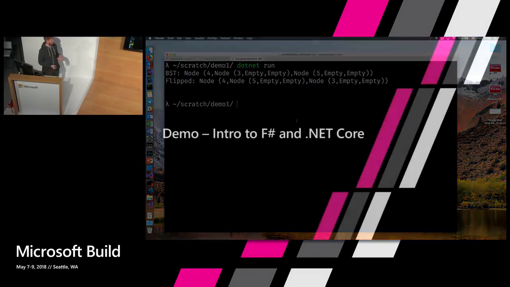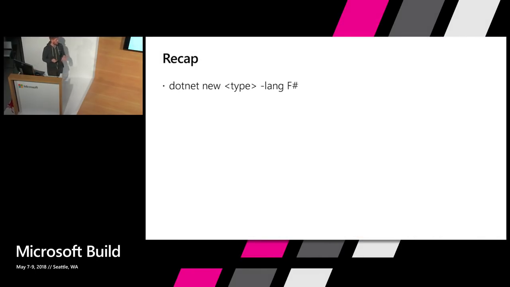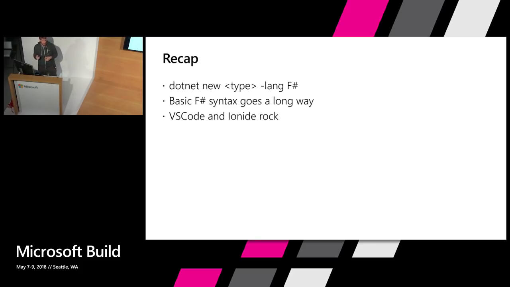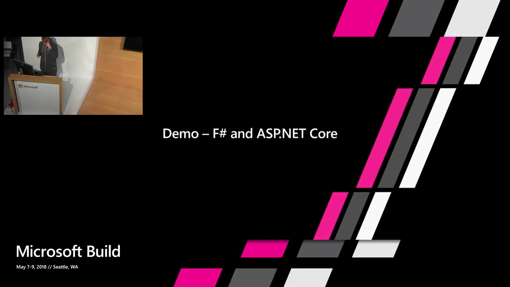Split back here. This is going to take a little bit of time there. Quick little recap. dotnet new type --lang fsharp. You can do a bunch of different stuff there. This is just download the .NET SDK. Just start playing around with that. Hopefully I demonstrated that basic F# syntax can go a pretty long way. You can do some interesting stuff. And then VS Code and Rider, they're pretty cool.